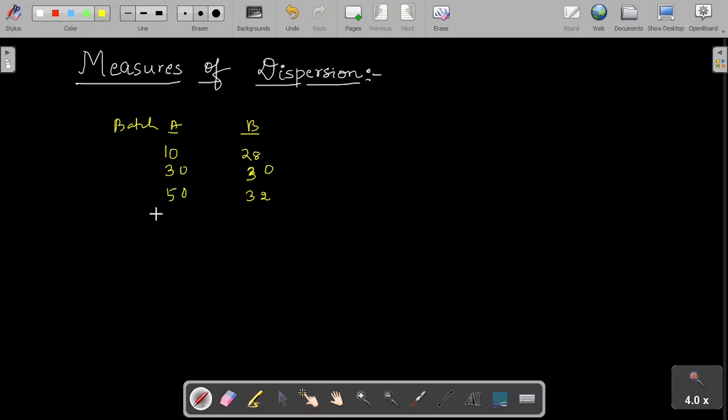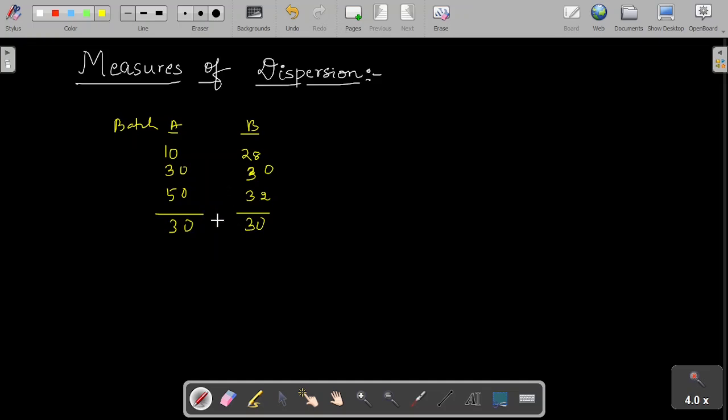Now if you take the average of these two classes, the average comes out to be 30 in both cases. So this is a measure of central tendency. Average gives you a value which represents the entire mass of the data. Now in both cases the average is the same. Batch A has test marks average 30 and in this case also the test marks average is 30. Now if I just give you the averages of these two batches, you don't have any clear picture of the given data.